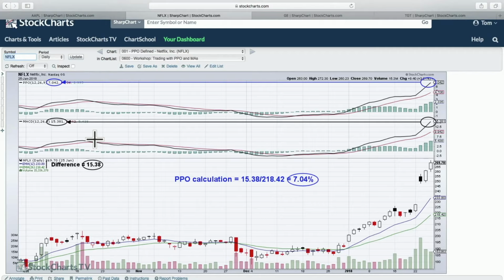But you might say, well, what's the difference? Why would I care? I mean, if they're basically the same thing, one's dollar, one's percentage, what's the difference? Why choose one over the other? Well, I finally switched to the PPO because there are a couple benefits.